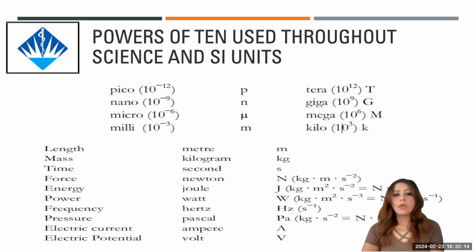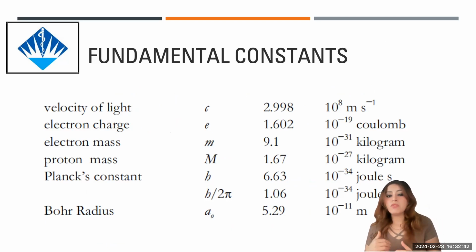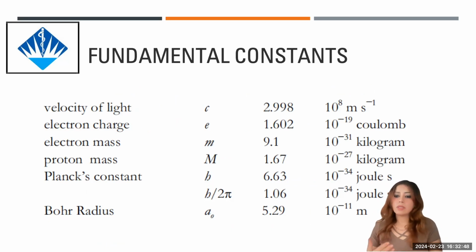So, you see a list of powers often used throughout science and SI units here. You can also see the velocity of light, electron charge, electron mass, and proton mass values in their SI units. We know Planck's constant. And then let's talk about the Bohr radius. It's a physical constant equal to the most probable distance between the nucleus and the electron in a hydrogen atom in its ground state.